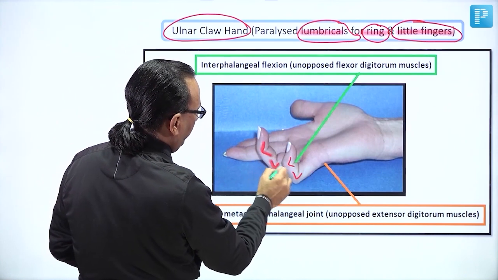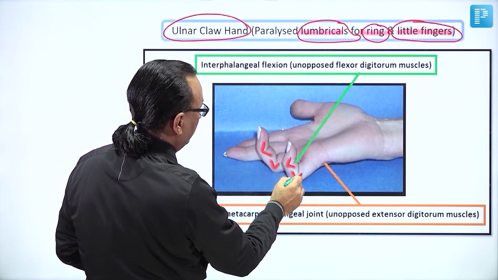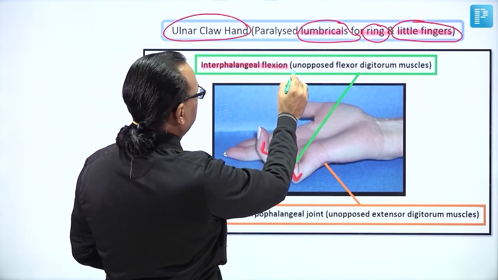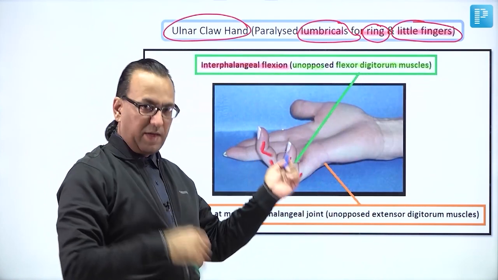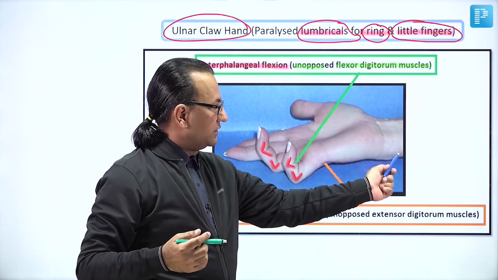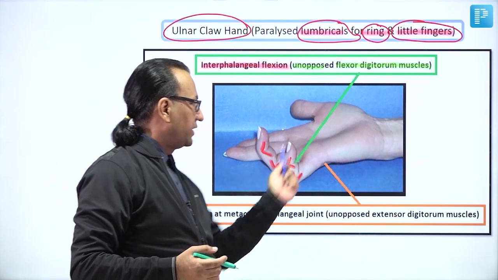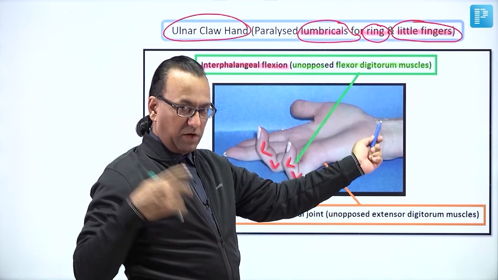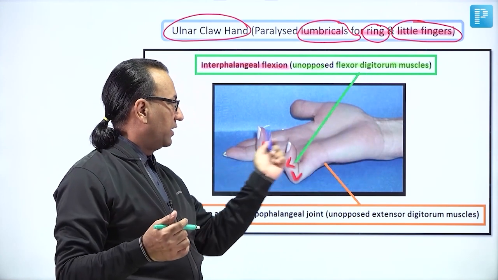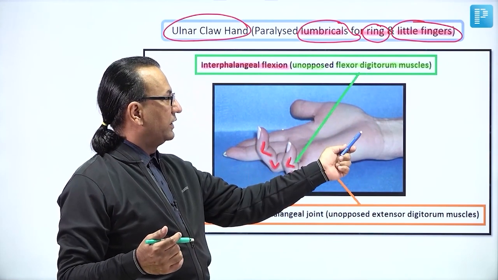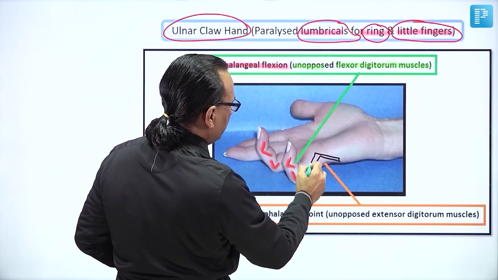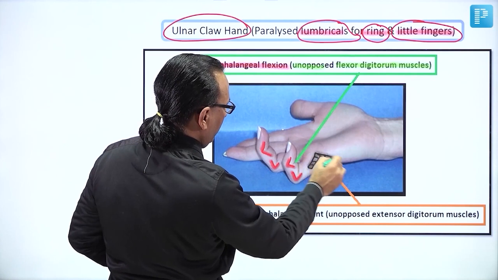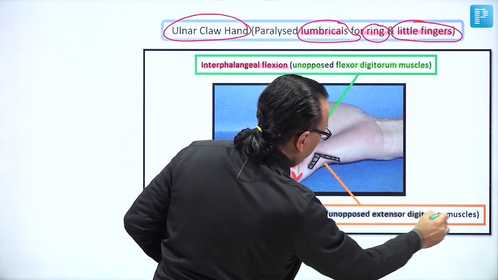And why are the interphalangeal joints in flexion deformity? Because of the unopposed flexor digitorum muscle. Normally the lumbricals are balancing the anterior forearm muscles. And if the lumbricals are not working, the anterior forearm muscles, the flexor digitorum muscles, become more powerful and they can bring the fingers into flexion deformity. Then why are we having MCP extension? The MCP extension occurs because of the unopposed extensor digitorum muscle.